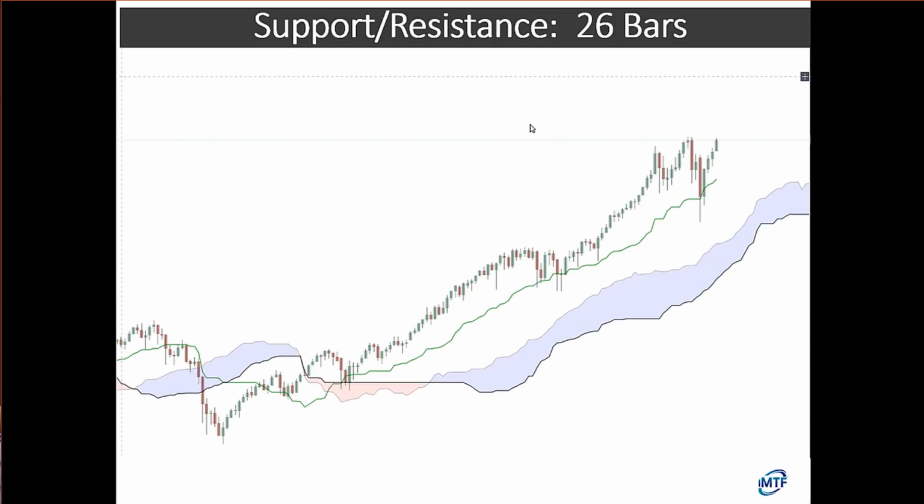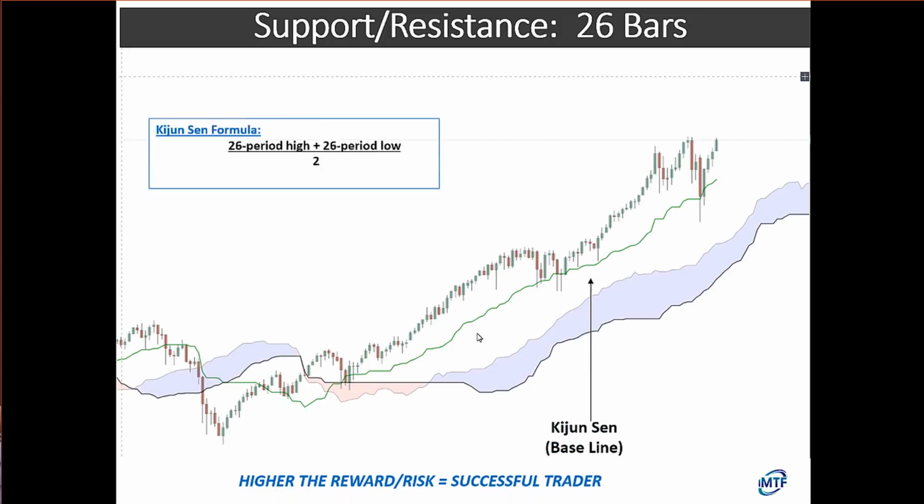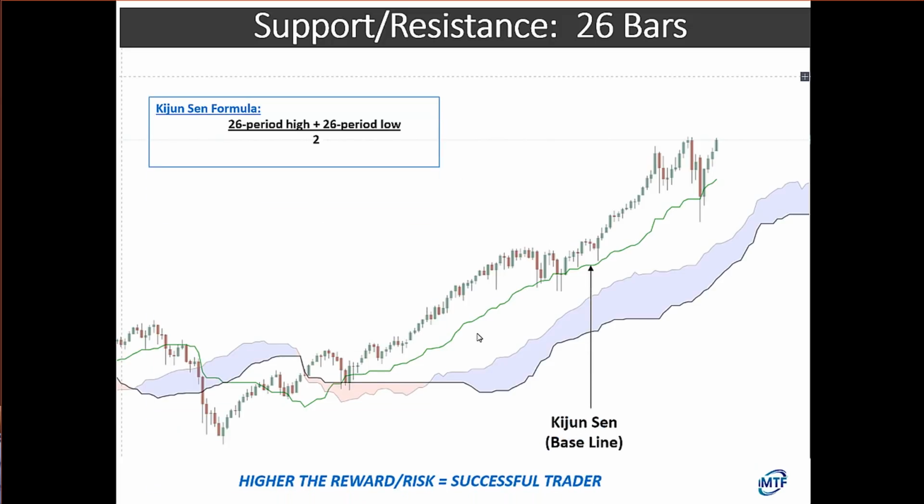Next is a 26 bar support resistance, which is this green line here. That's called the Kijun-sen or baseline. Sometimes the Kijun-sen is called a container of the trend. When something trends, price should respect this green line, and at that point it should be contained. Since this is the container of the trend, we're going to use this support resistance as our initial stop and our trailing stop.